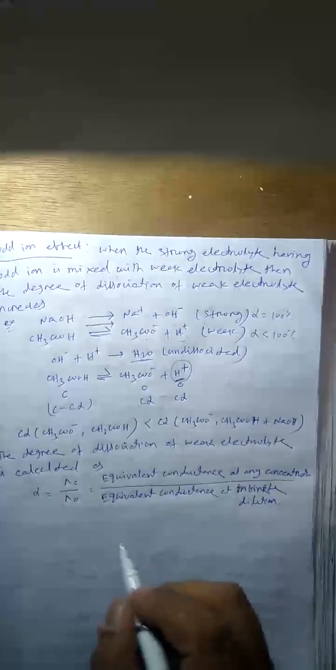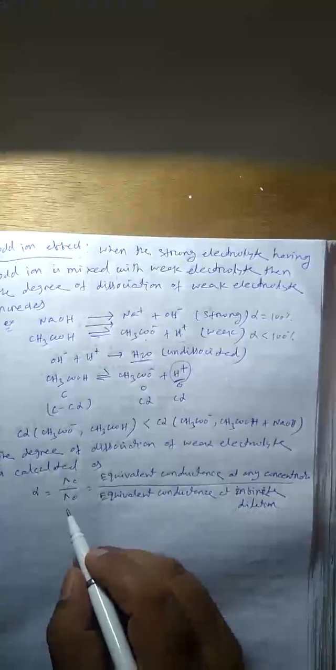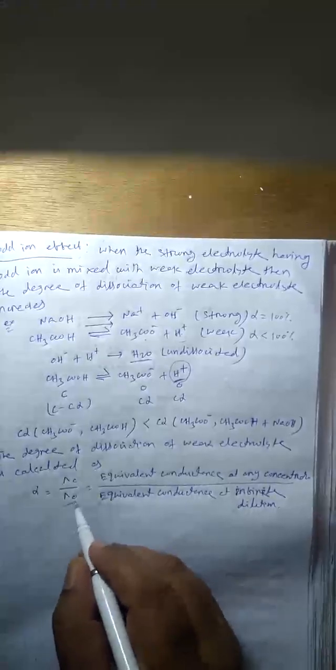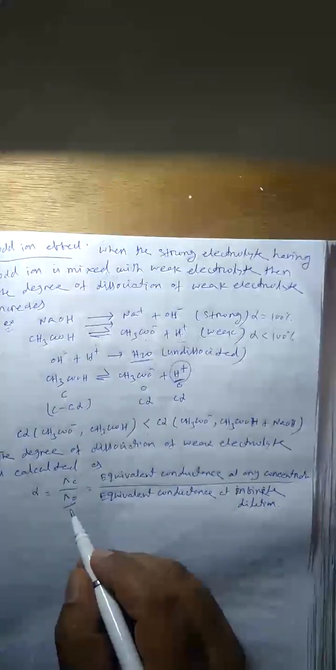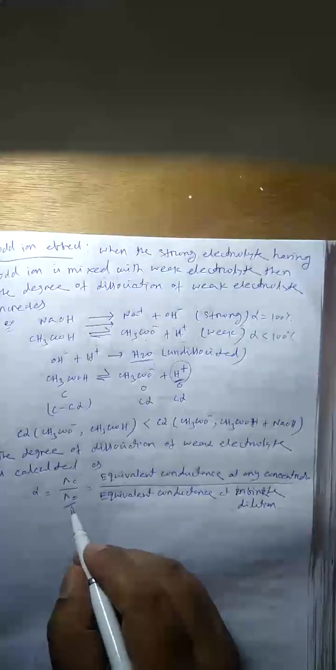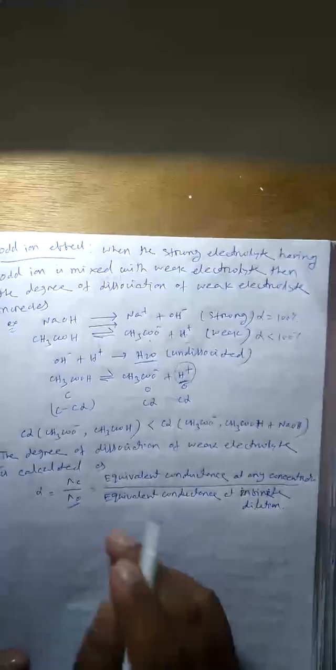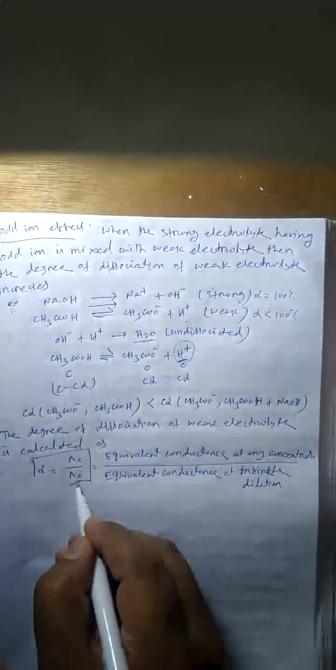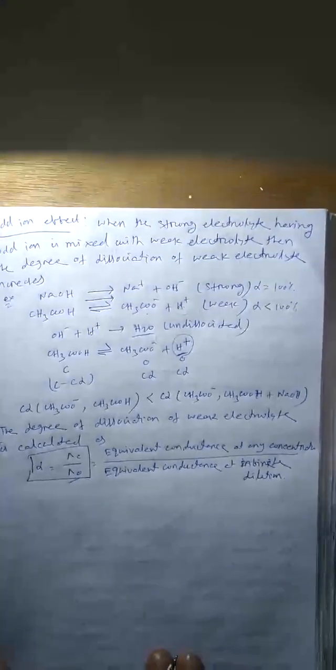In the case of a weak electrolyte, the equivalent conductance at infinite dilution can be determined using Kohlrausch's law. From Kohlrausch's law, the law of independent migration of ions is used to calculate the equivalent conductance at infinite dilution. So in this way we can find out the degree of dissociation of a weak electrolyte.